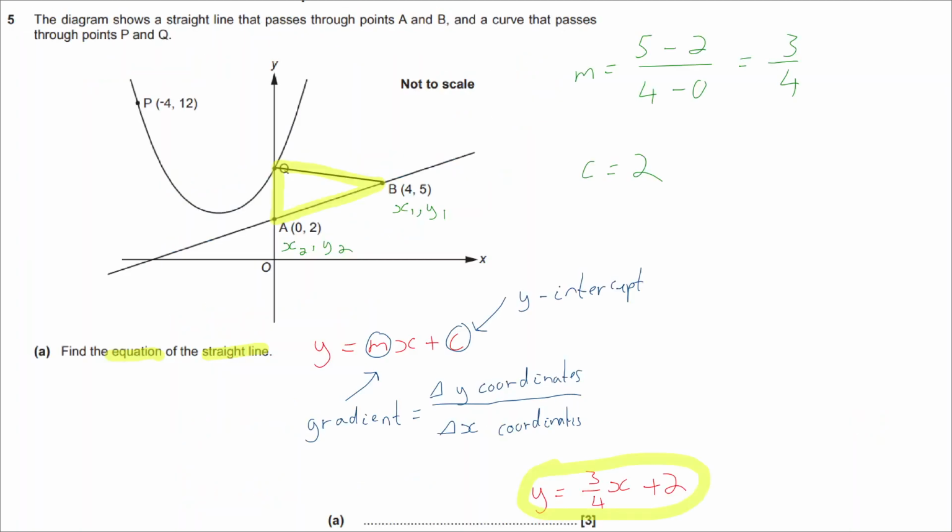So I know that this point Q here has got the coordinates 0, 8, and that's going to be quite useful. Now, to prove that this length here and this length here are the same, I'm actually going to be using a bit of Pythagoras.